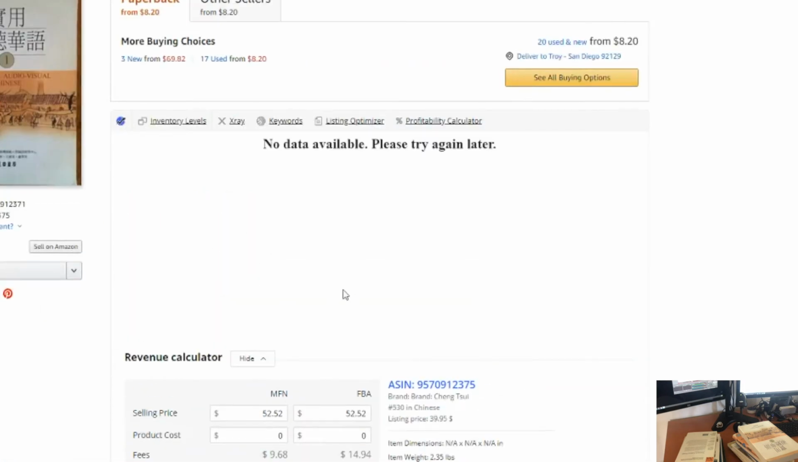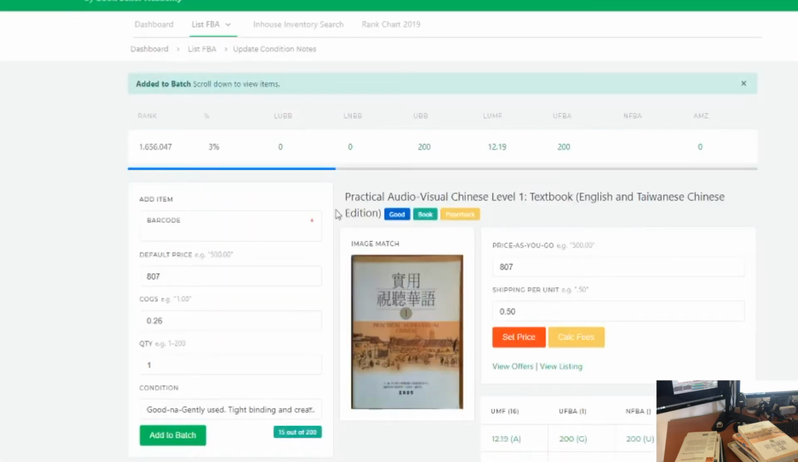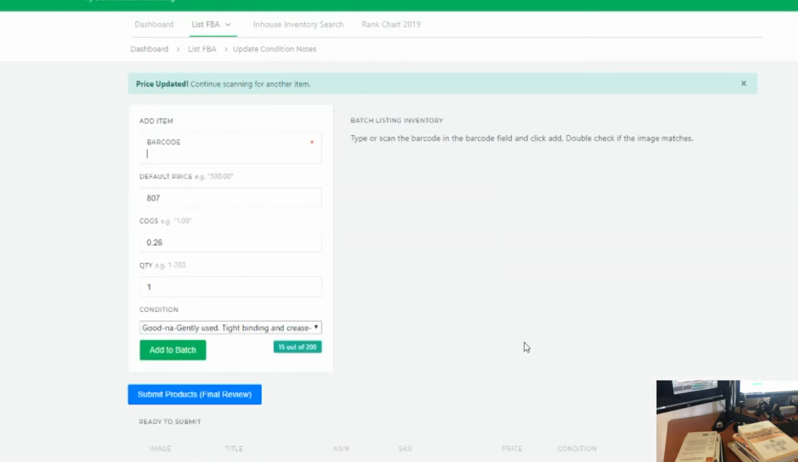See if Helium 10 finds it. No data. You know what? I don't even know. I'm just going to price this at, let's see. Let's look at what the other people are at. 100. 96%. It's a pretty good rating. Let's go ahead and price this at $70. And let's set the price.